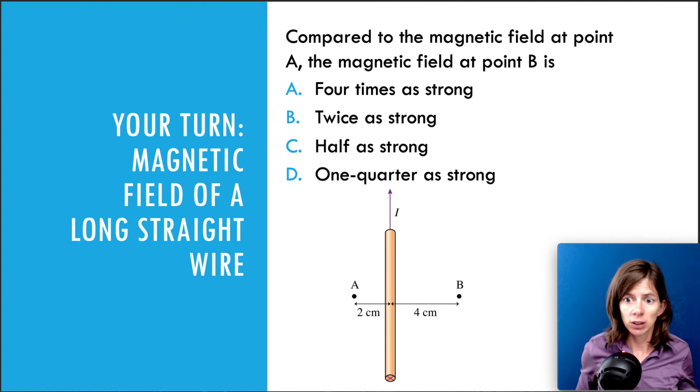This is a conceptual question. Compared to the magnetic field at point A, the magnetic field at point B is what? So compare the field at both points. Go ahead and try it on your own, and let's take a look.